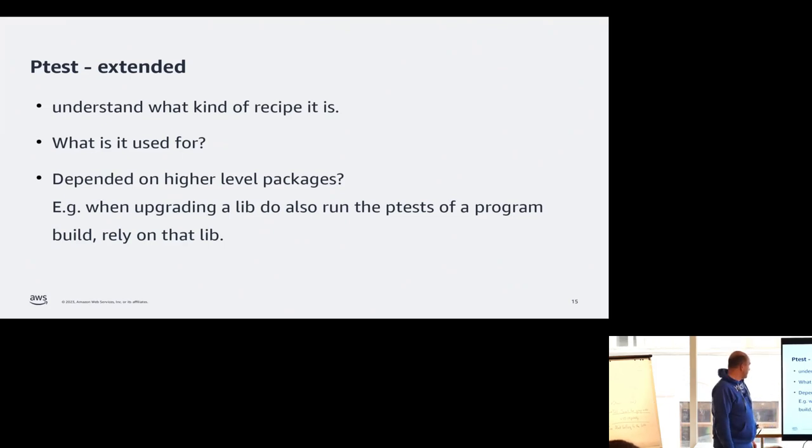Yeah, and then there is a problem, which I'm not sure how to deal with. If you're depending on higher level packages, for instance, you're upgrading a library, it will run only the tests of the library. But if you have another program running samples, for instance, building with that library, and it's a separate recipe, they are not run when you upgrade that library. But of course, it should work as well.